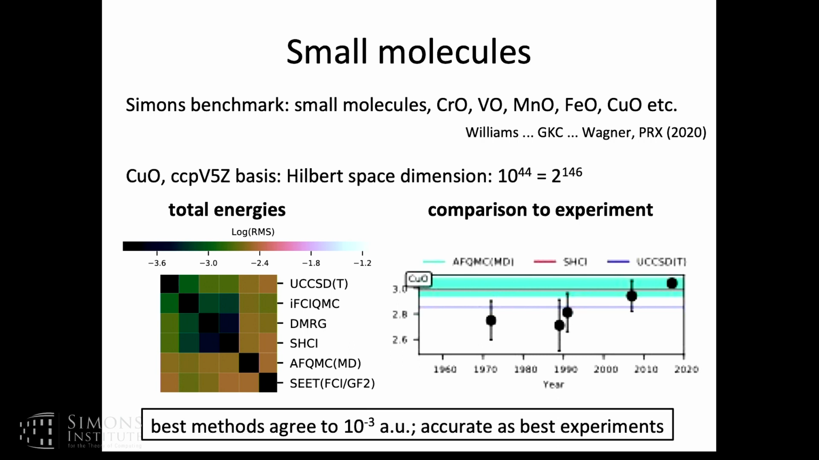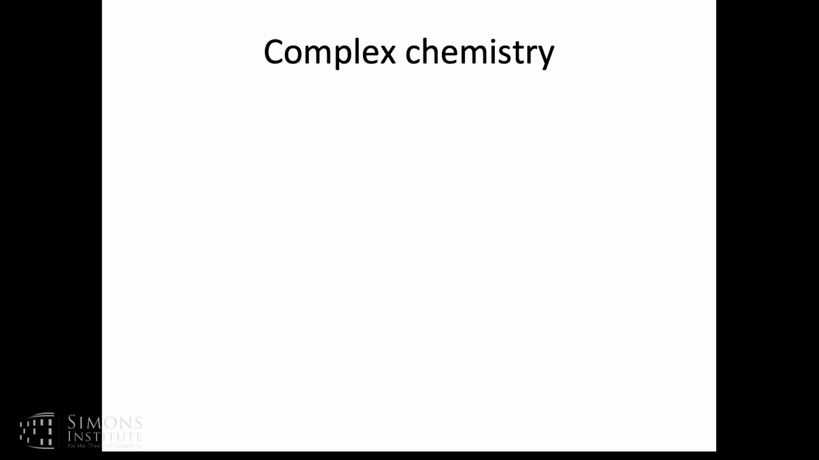And so what one can say from this study is that in small molecules, the best methods agree to 10 to the minus 3 atomic units, which is 1 millihartree. And this is a small number in the sense that it's as accurate or more accurate than you can get from experiment. Okay, so one might say, okay, this is a small molecule, even though there's a large Hilbert space, but maybe it's simple because it's small. So one can try and do something that's more complicated, look at larger molecules and more complex chemistry.